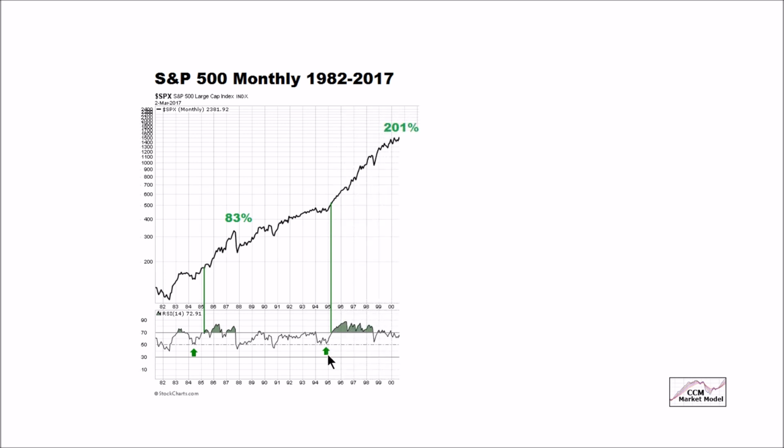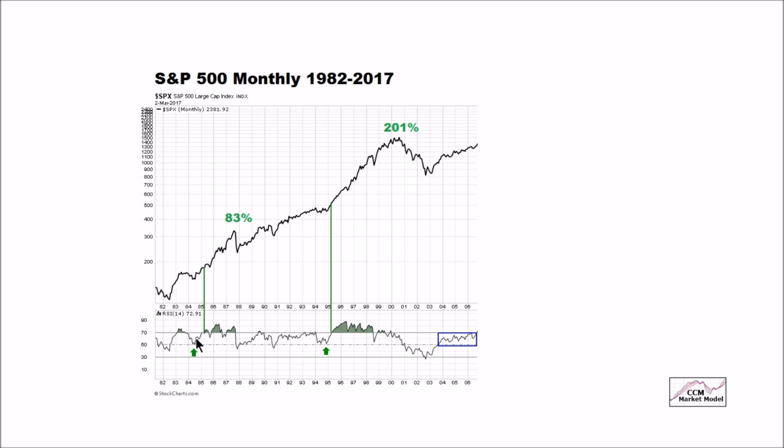The same can be said for this case in early 1995. After the rally and retaking RSI 70, the S&P 500 monthly chart rallied a little bit over 200%, and the rally lasted several years. During this period here, RSI drops well below 50, and we do get a rally back above RSI 70, but it's quite a bit different than these periods.